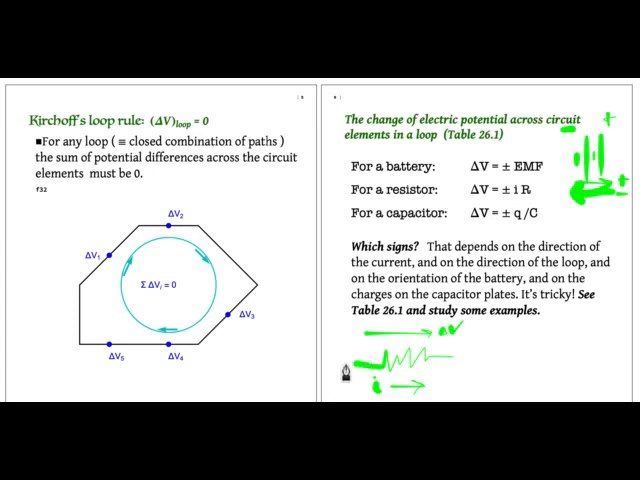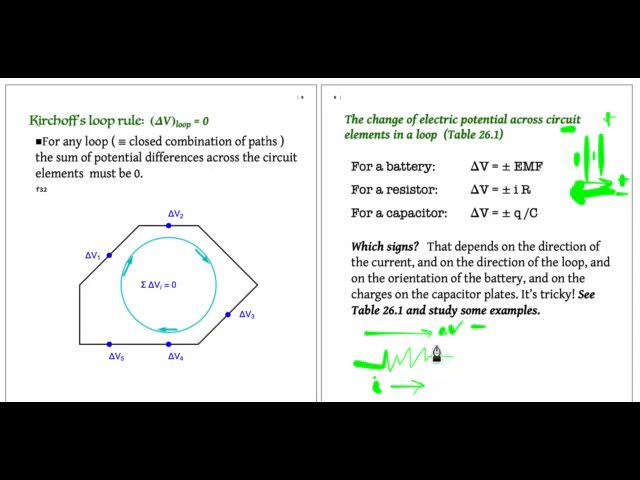Well, this must be the high potential side, and this must be the low potential side, because the current will flow from high potential to low potential. So this has to be the high potential side if the current is traveling this way. And therefore the change in potential is from high potential to low potential. This potential difference has to be negative.